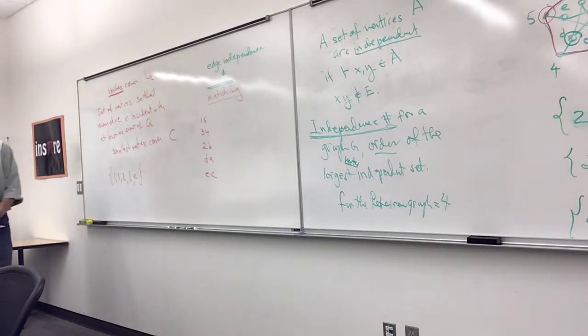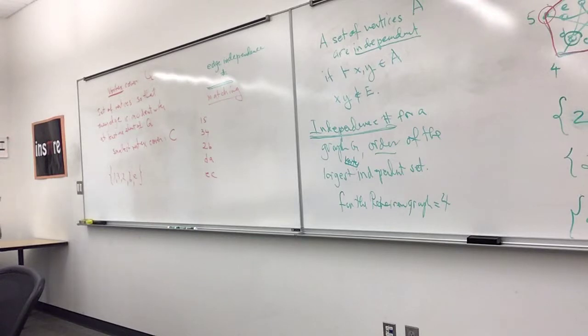So this is not a cover. The edge 4, 5 doesn't seem to be covered by this set of vertices. And in fact, notice the edge 1, 2 is covered twice. Maybe that's not the most efficient way. Take a minute at your table. Can you find a small set of vertices that cover all the edges?